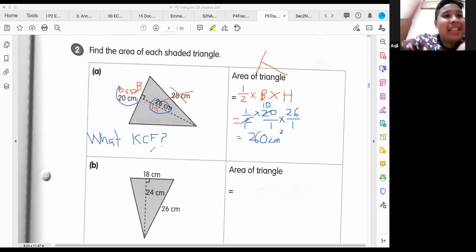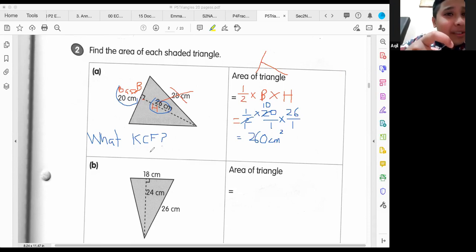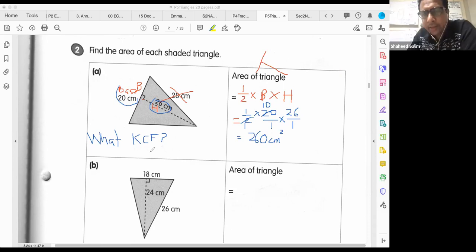No, this is the cancelling method. You can use the cancelling method, no problem, if you want to. If you don't want to cancel, it's okay. You can use your calculator for now. Or if you're confused by that, take top times top times top: 1 times 20 times 26 divide by 2. It's up to you. Okay, we try the next one now.